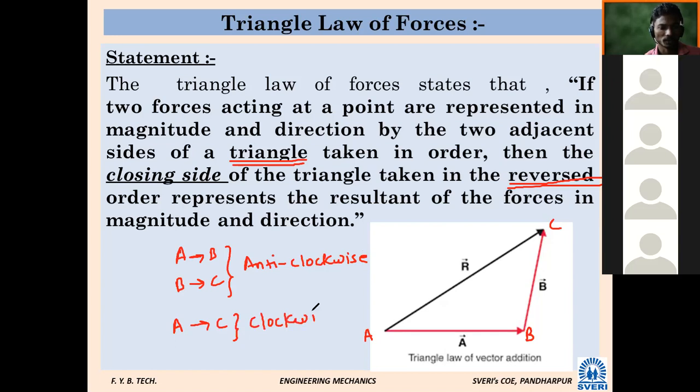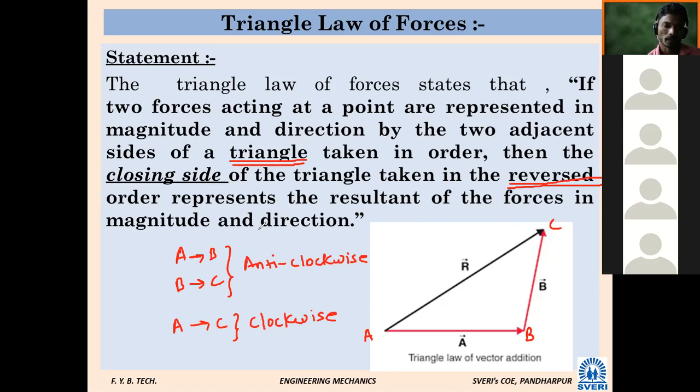So what is the statement we have seen? If two forces acting at a point are represented in magnitude and direction by two adjacent sides of a triangle taken in order, then the closing side of the triangle taken in reversed order represents the resultant. It is as simple as this. Only the statement is there for our syllabus. No derivation, no problems on this. Triangle law of forces and polygon law of forces may be asked for 2 to 3 marks: state triangle law of forces or state polygon law of forces.